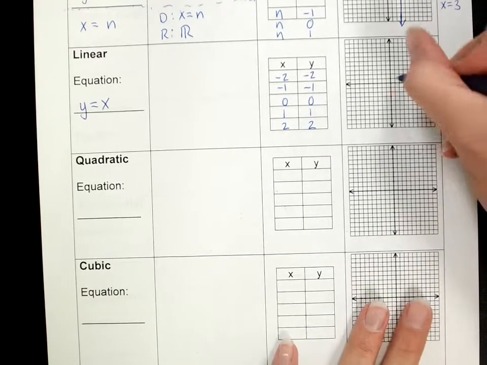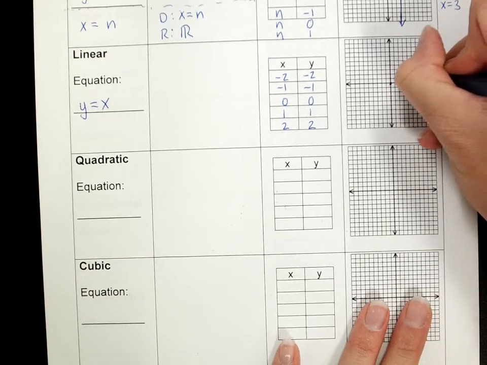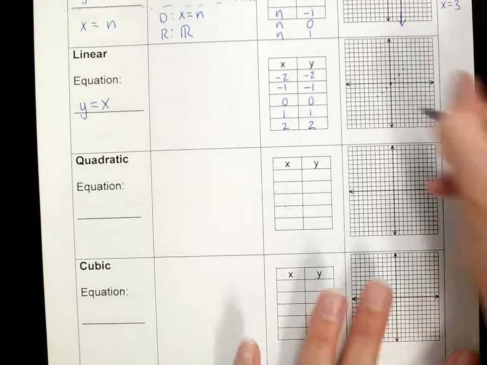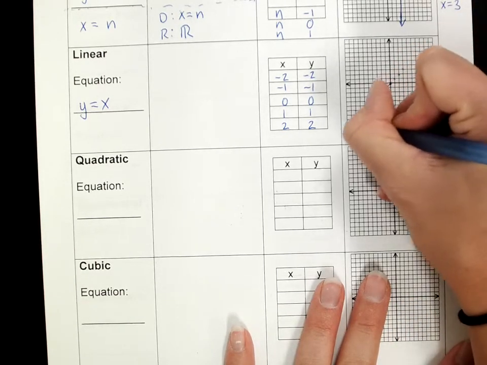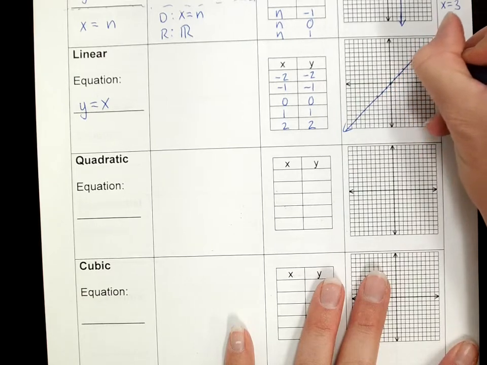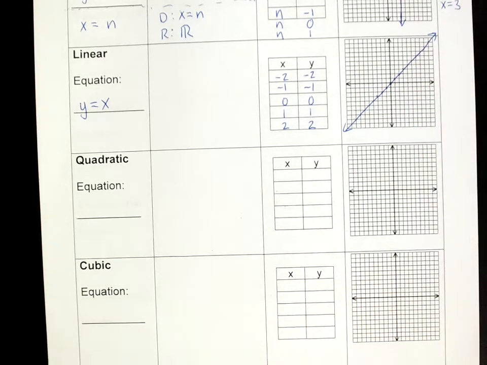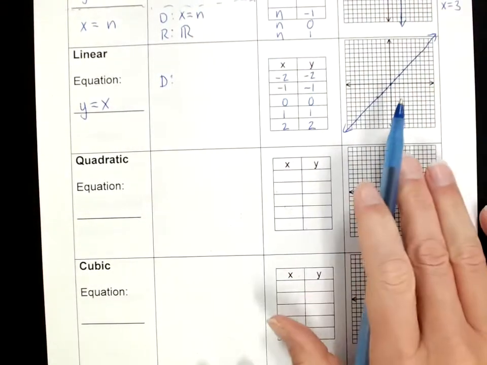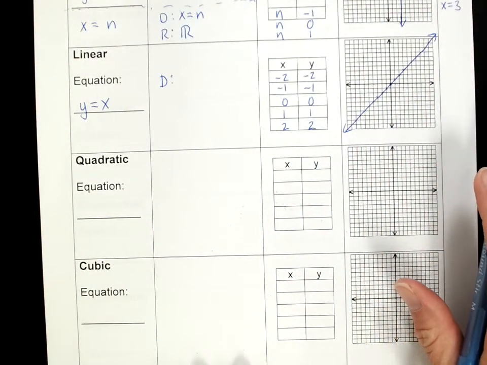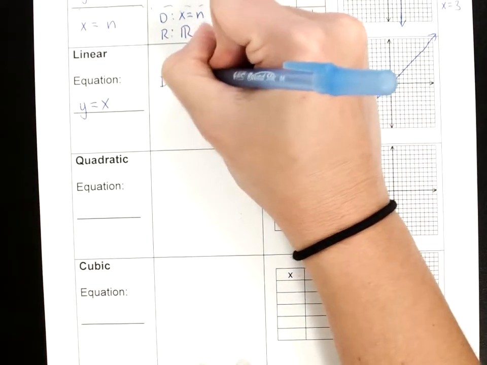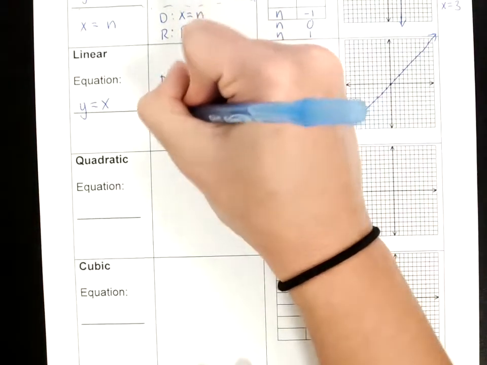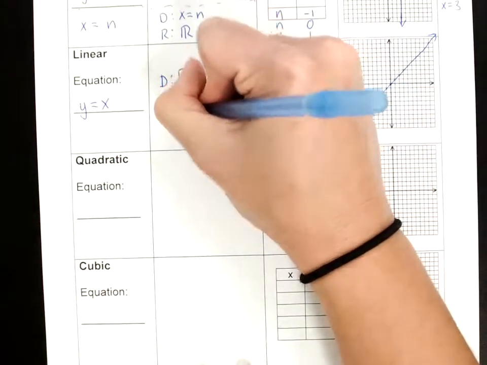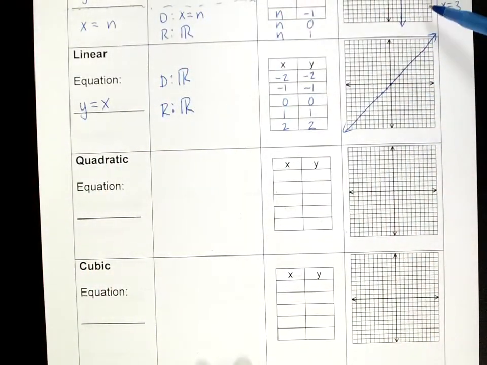If I graphed these points, I would create my parent function for my linear equation, which is just going to be the slanted line that goes through the origin and has a slope of 1. Domain for this graph, again, I'm going infinitely to the right and to the left, all real numbers. I can plug any value in there for x, and if I can plug any value in there for x and y equals x, then my range is also going to be all real numbers. I'm going infinitely up and down.